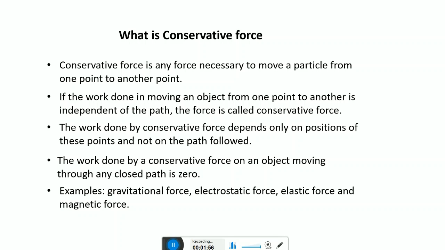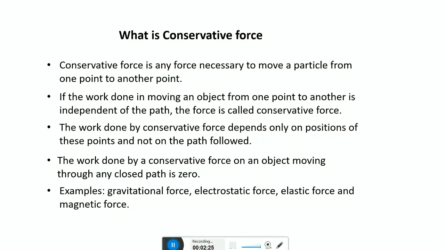Gravitational force, electrostatic force, elastic force, and magnetic force are examples of conservative force. But gravitational force, or gravity, is a special example of conservative force. Conservative force results in stored or potential energy. We can define a potential energy for any conservative force.